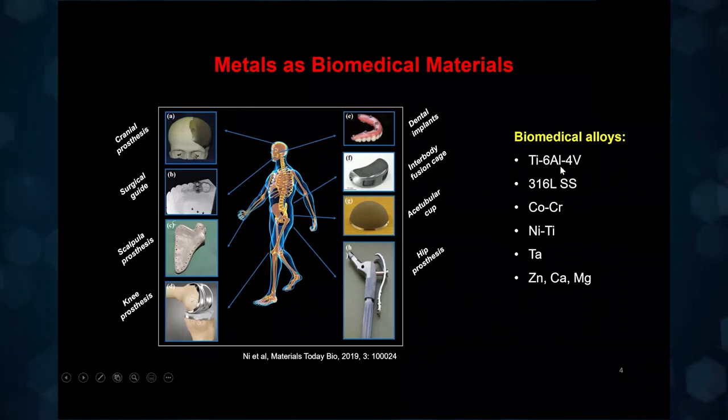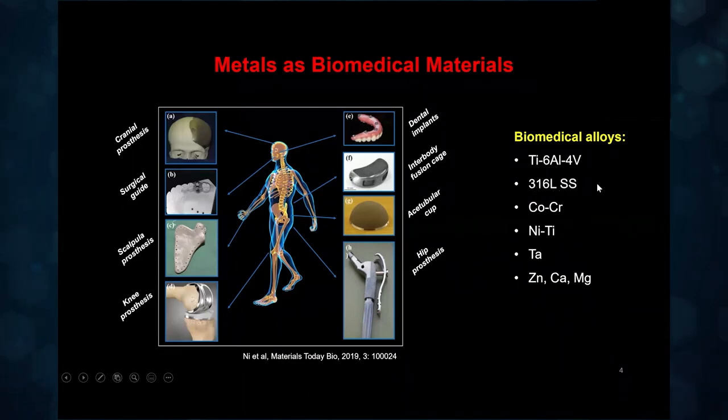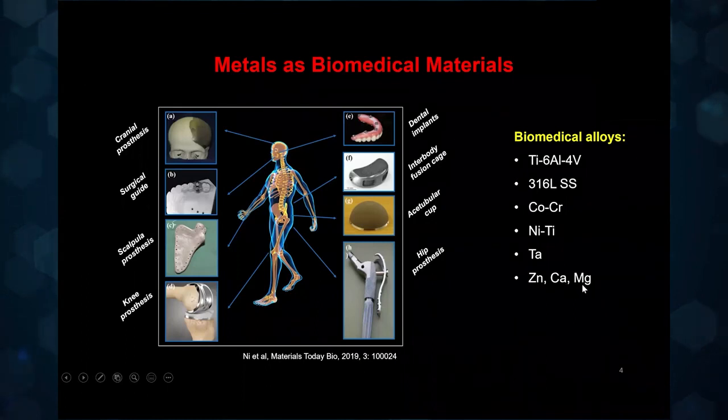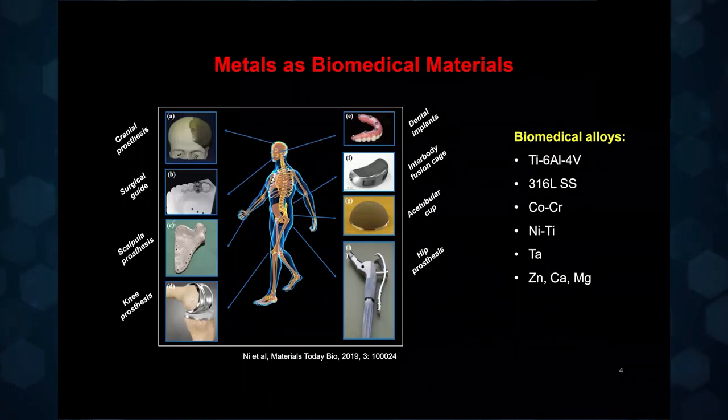So there's Ti6Al4V, titanium with 6 aluminum and 4 vanadium. There is 316L grade of stainless steel. There are cobalt chrome based alloys, and nitinol, which is a nickel titanium alloy, and a few devices that are made out of titanium and tantalum. And more recently, there is a lot of interest in trying to use resorbable or degradable materials as biomedical alloys, such as zinc, calcium, and magnesium, but these are mostly still in the research stage and haven't quite made it to the clinical translation stage.